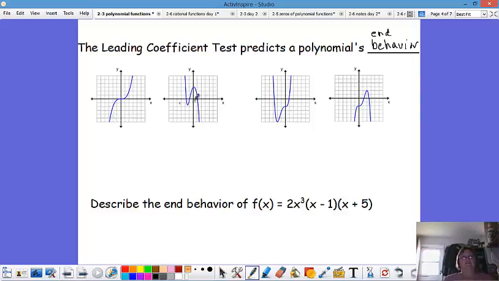So we have 4 types of end behavior displayed here. The things that we're going to be looking at are the sign on the leading coefficient and the degree of the polynomial. So this one has an odd degree. The leading coefficient is positive here.